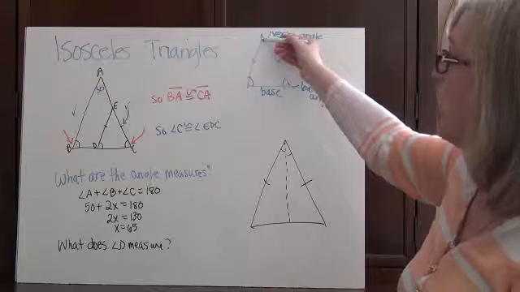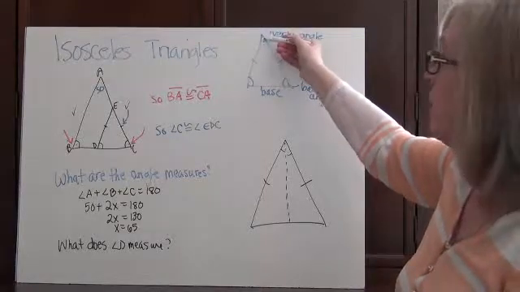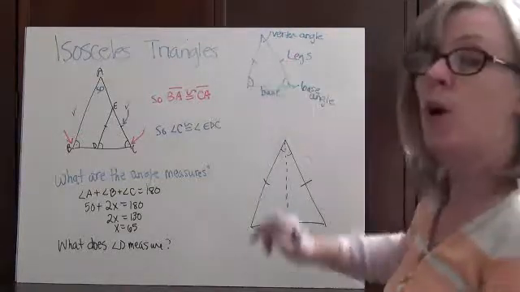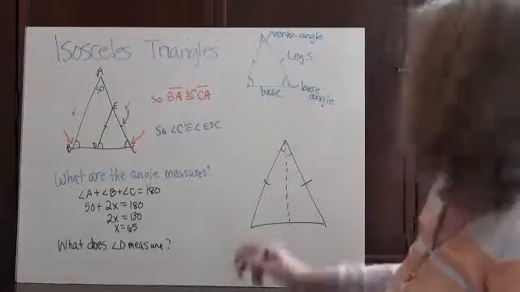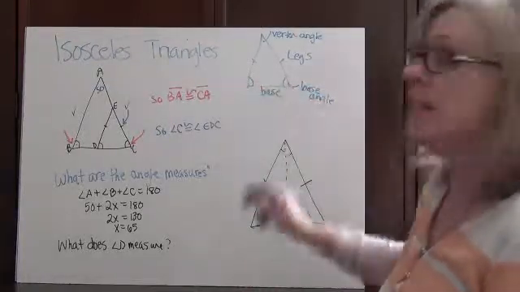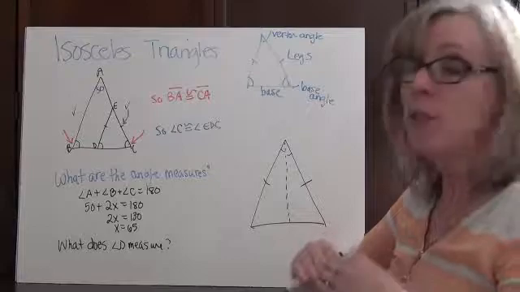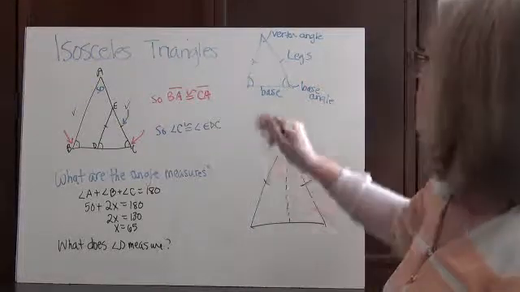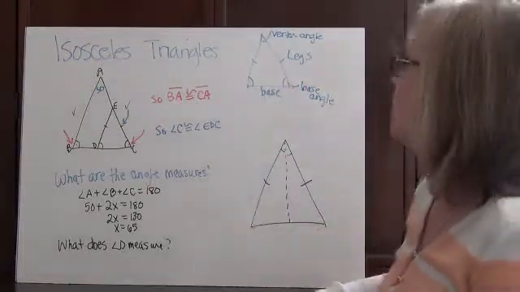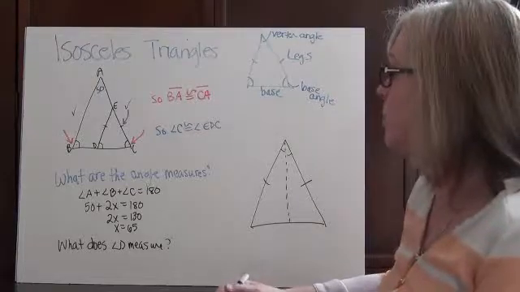So this is the vertex angle. It's the one that's not got a pair of angles. These are the legs. They're always the ones that are congruent and have the tick marks. This is the base. It's not always on the bottom, but it's always the one that doesn't have any congruent sides. And the base angles are found right here at the bottom. Okay, so that's what we mean when we refer to those.